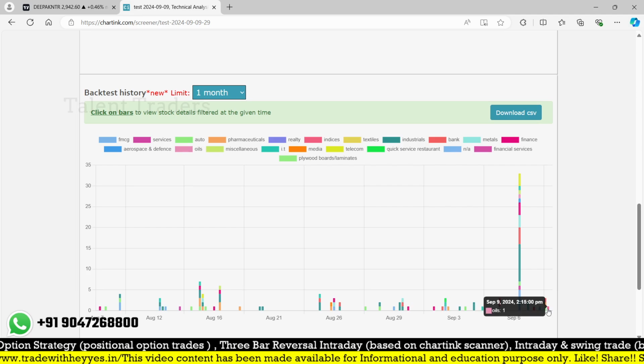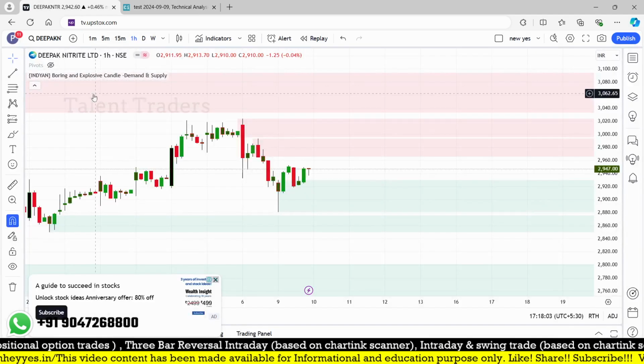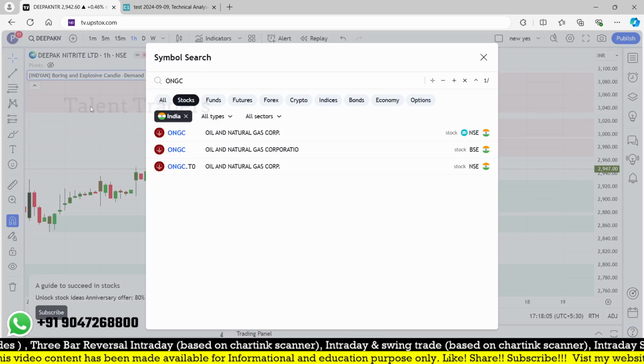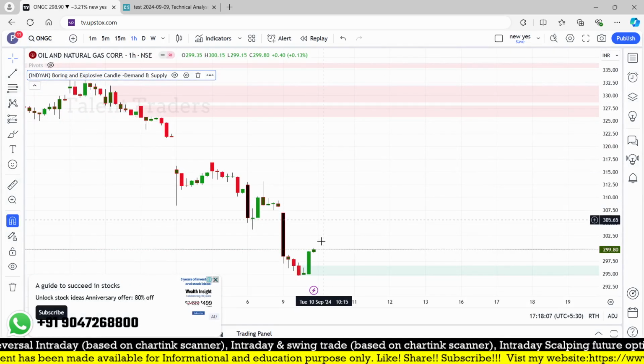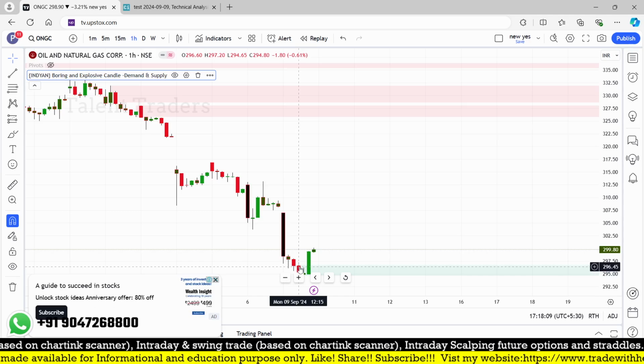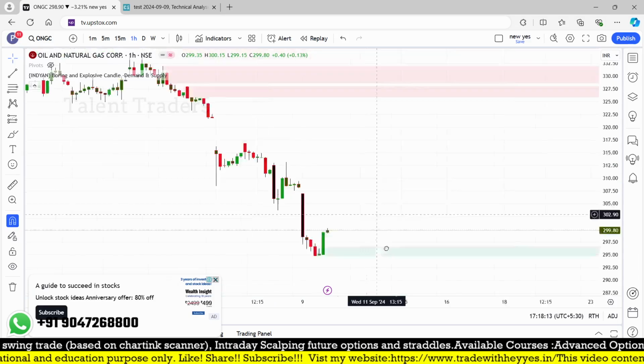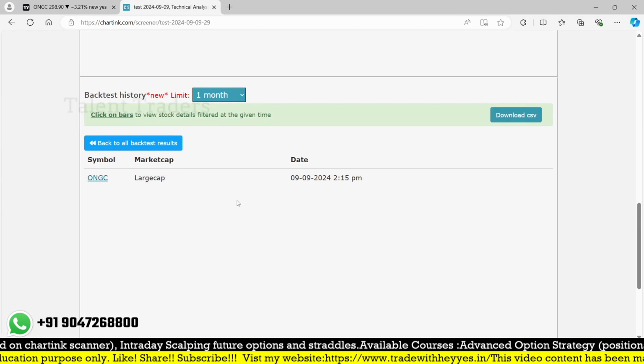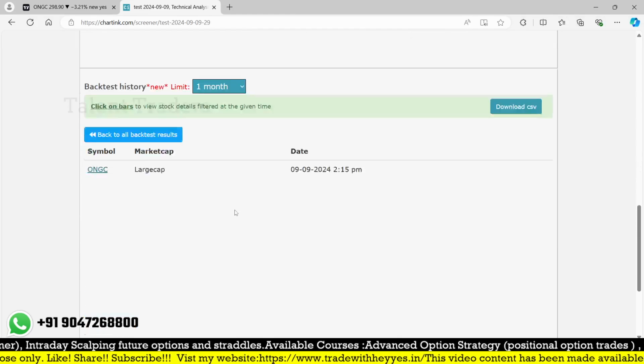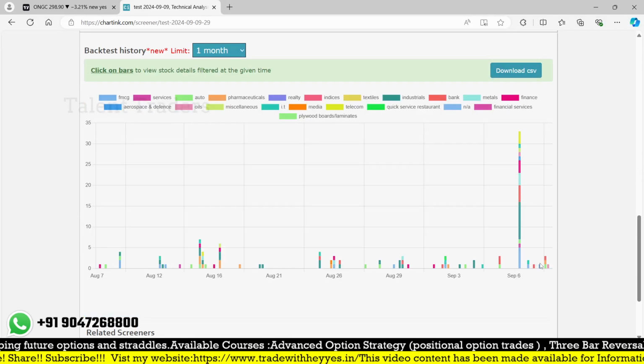Let me find a very few number of stocks. ONGC. Let me find ONGC. Yes, exactly. These two candles are at the lowest level, 94.65. So comparatively, this is the exact pattern we find happening here. And let me check some more stocks in the backtest report.